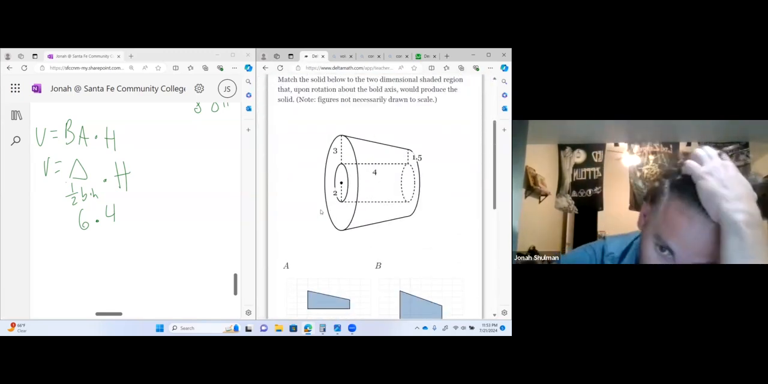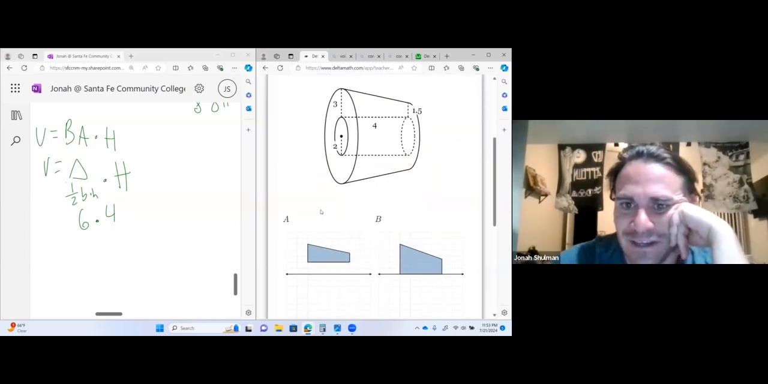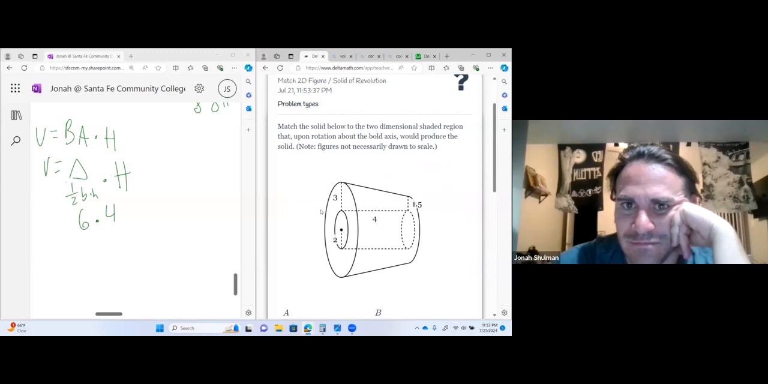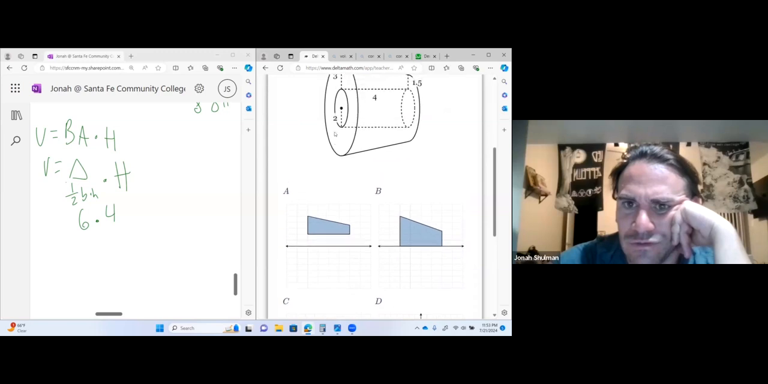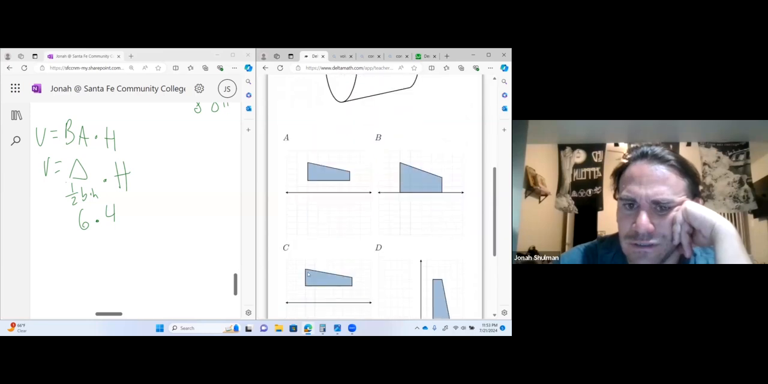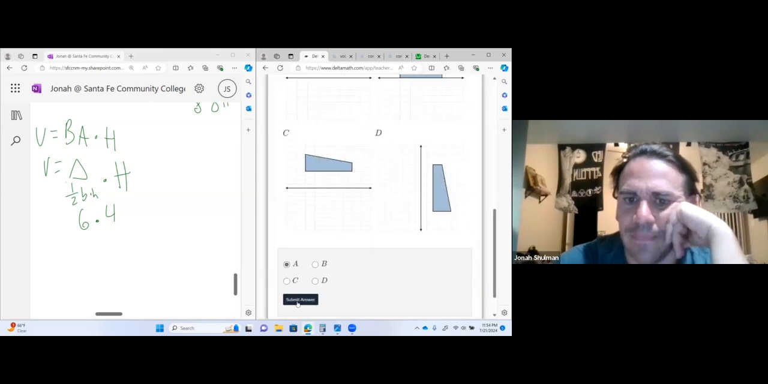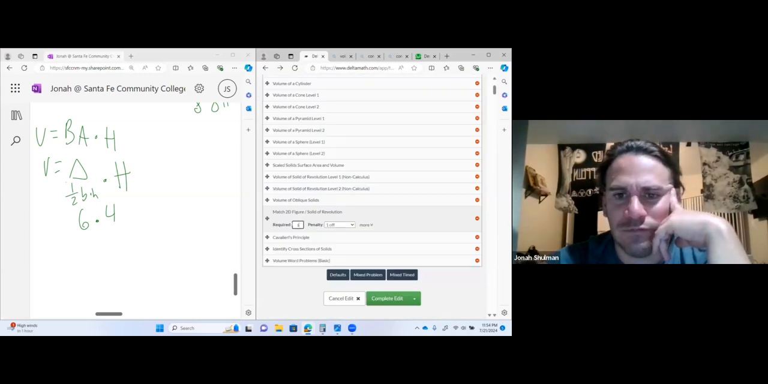Whoa, I'm so bad at these. All right, A, B, wait, what are we doing? Match the solid below to the two-dimensional shaded region. So it's a 2 and it's a 3. It's a, oh, it's A. I like A. Nice. And since I took some of these out, you actually have to do 3 of these.